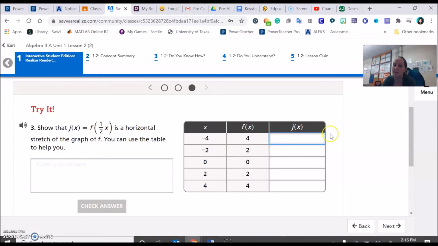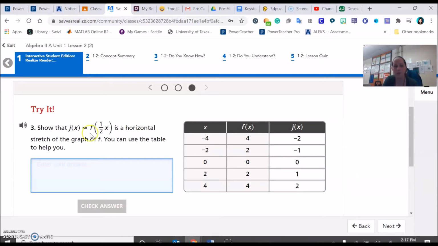Okay, so I'm multiplying each of my x values by 1/2, so -4 times 1/2 is -2. -2 times 1/2 is -1. 0 times 1/2 is 0. 2 times 1/2 is 1, and 4 times 1/2 is 2.